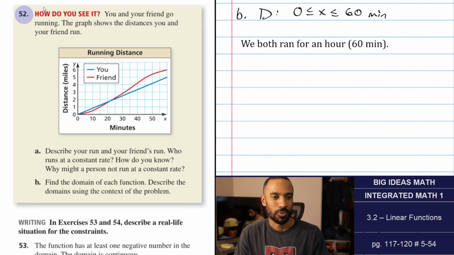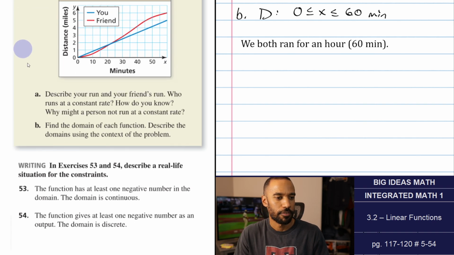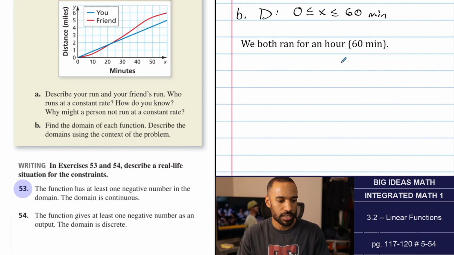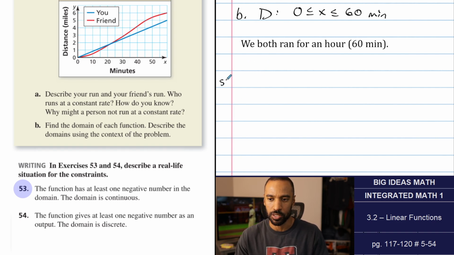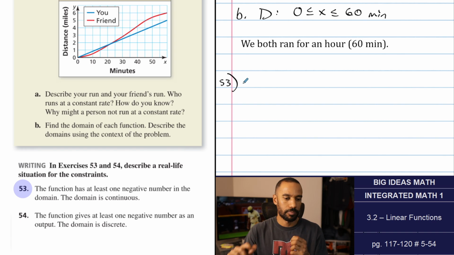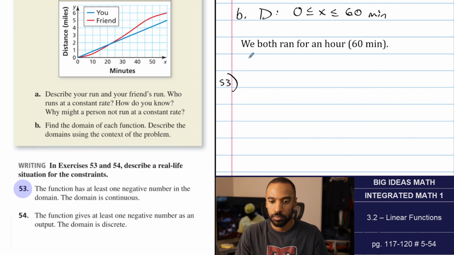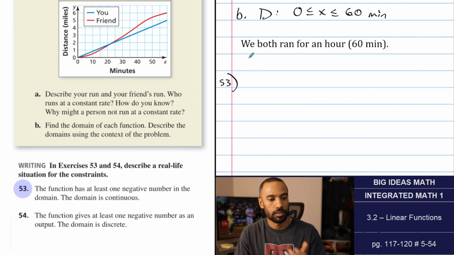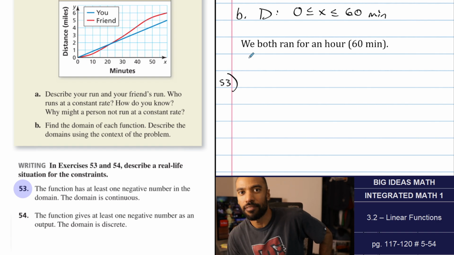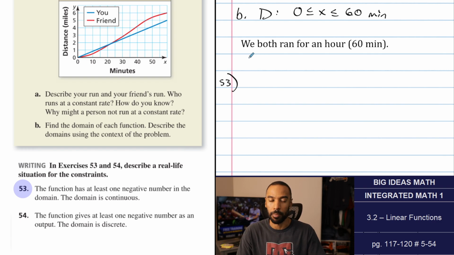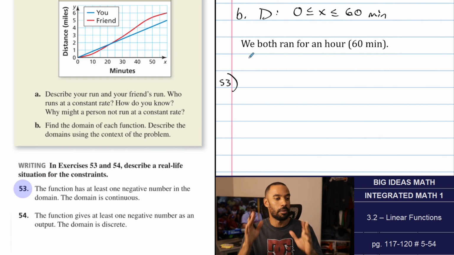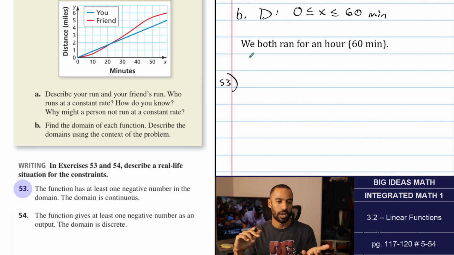All right, number 53. 53 and 54. I think these are the last two questions. Describe a real-life situation for the constraints. The function has at least one negative number in the domain, and the domain is continuous. Wait a minute. Oh, has at least one negative number. I'm like, to have exactly one negative number and continuous probably isn't going to be easy to describe. I was like, impossible. Next question. But at least one negative number.